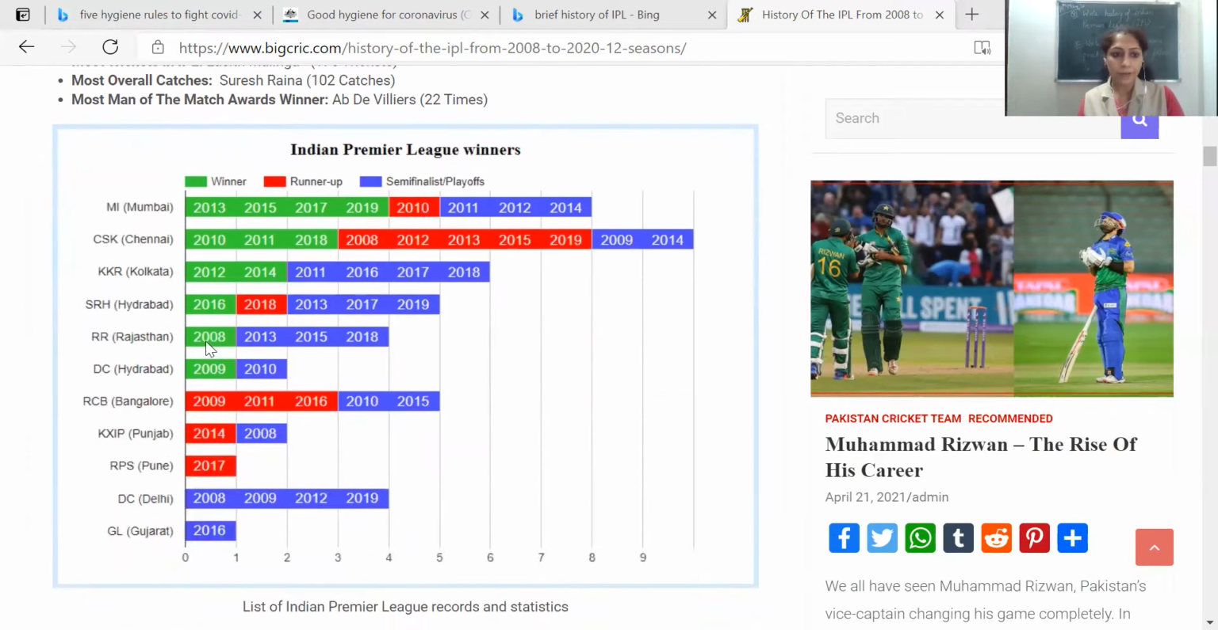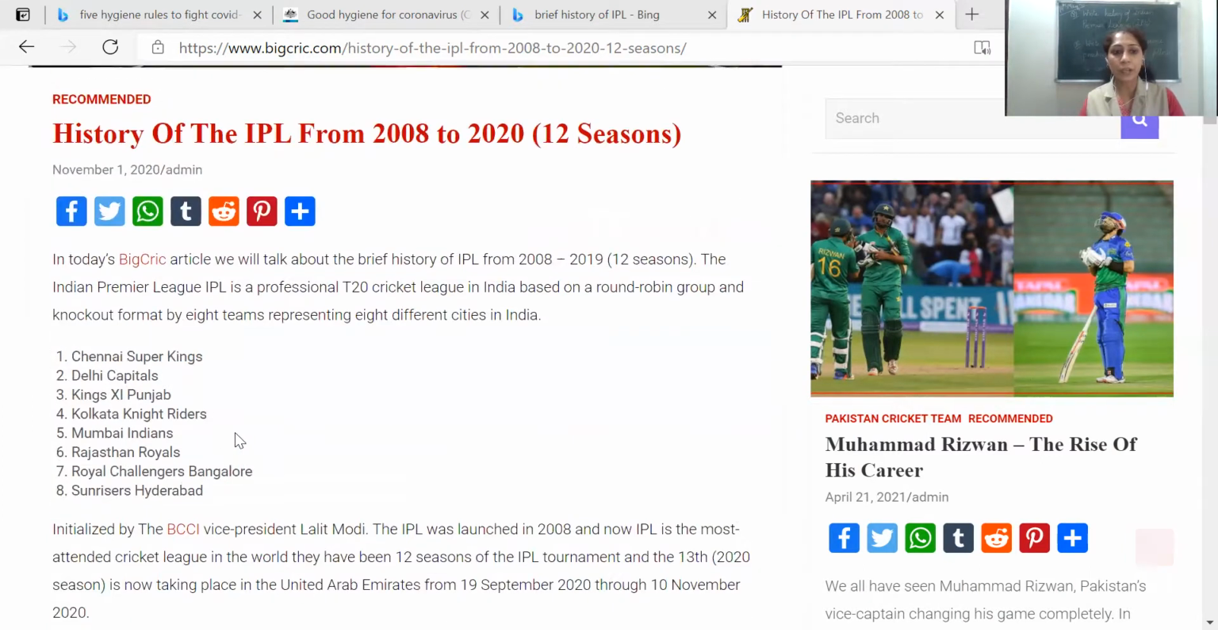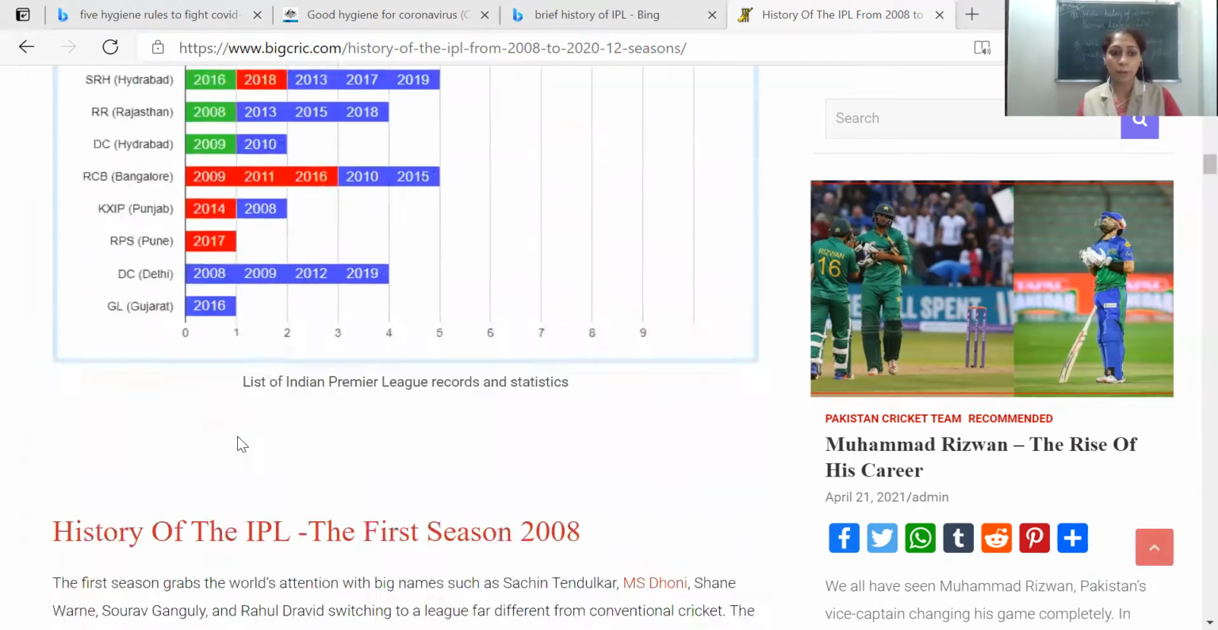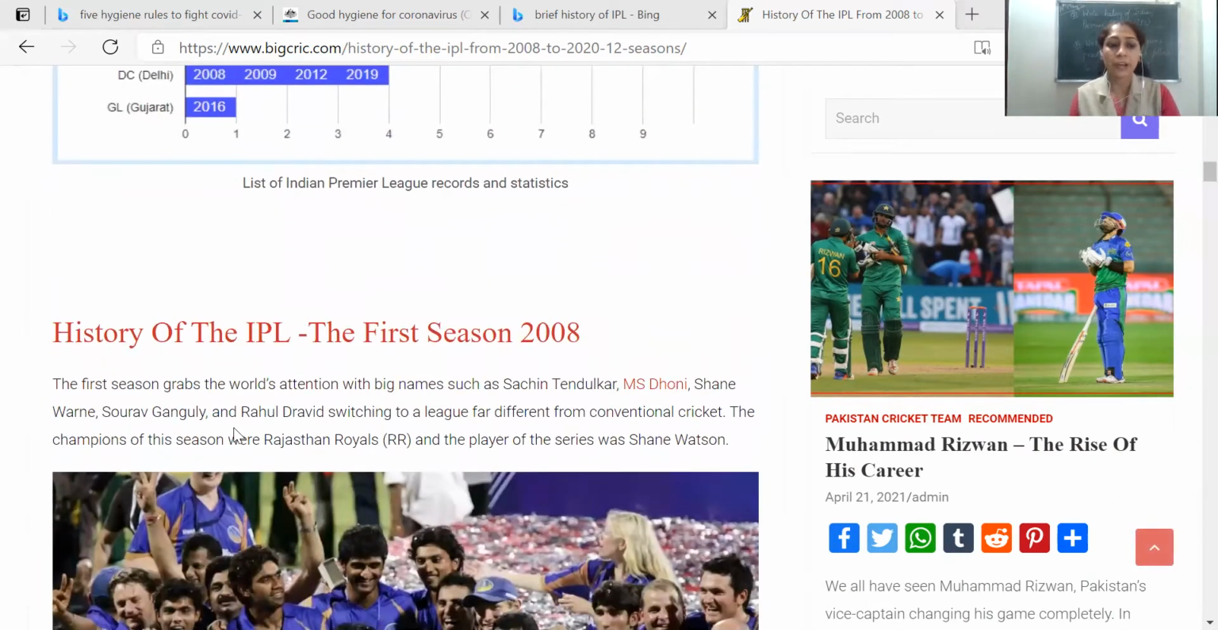Okay. So here is the graph for that: winner, runner-up, semi-final. This you need not draw. You can just give that theoretical part only. So I've given you the brief, this one introduction of IPL.